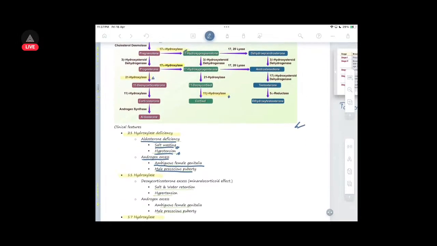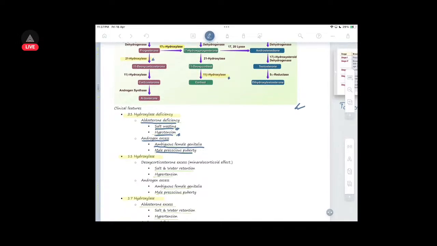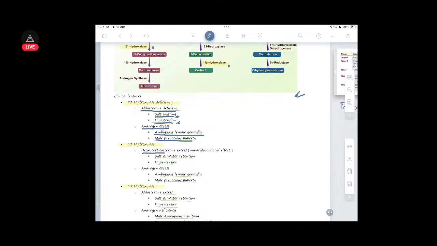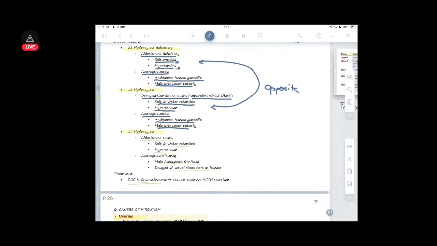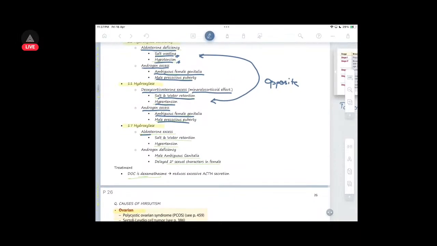With 11-hydroxylase deficiency, there will be deoxycorticosterone excess, leading to a mineralocorticoid effect. Salt and water retention and hypertension will be there, completely opposite of this. Androgen will be in excess, leading to ambiguous female genitalia and male precocious puberty. Then in 17-hydroxylase deficiency, aldosterone excess will be there, which means salt and water retention and hypertension.